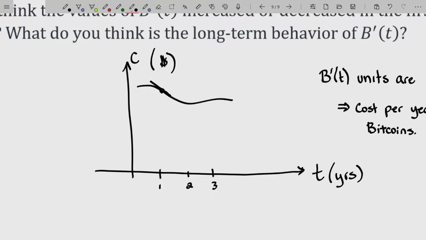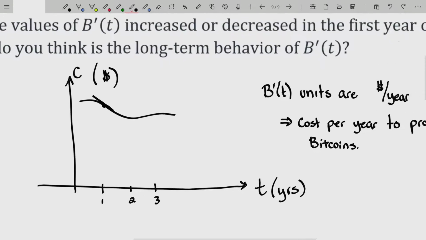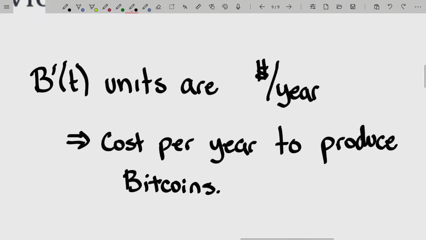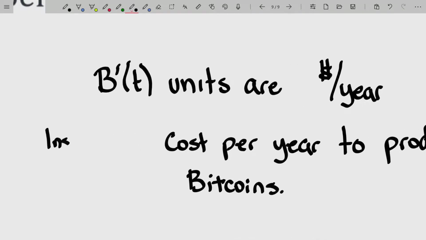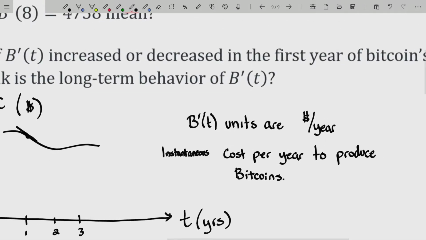Okay. Does that mean that the cost is dropping by $1 for the entire year? No. It means at that very moment, at that instant, the cost to produce the next Bitcoin is dropping by $1. So I really should say it's the instantaneous cost, not just the cost per year, but the instantaneous cost per year to produce Bitcoin.